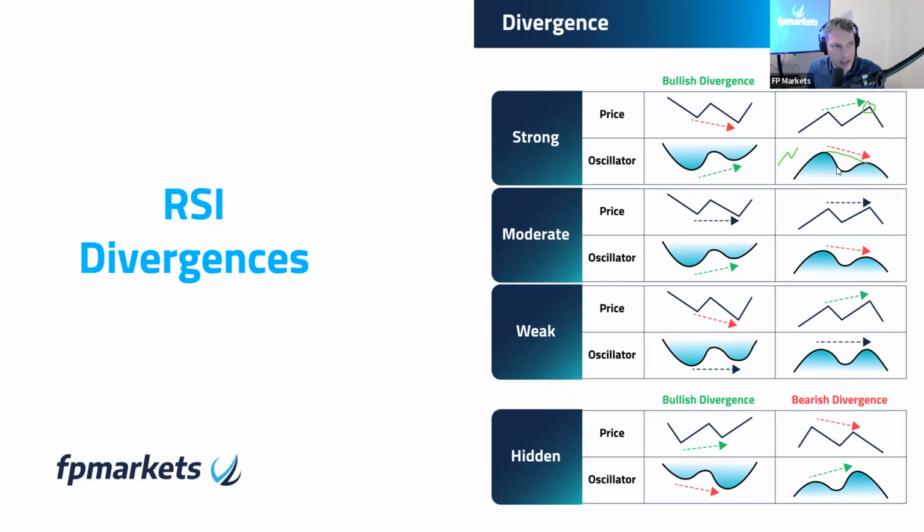So what this tells us is average losses are beginning to take control, beginning to exceed average gains. So this tells us that upside momentum is beginning to slow. Now, as you can see here, you do get different versions of this, moderate and weak. But really, all I focus on is the strong version. There's not much difference, to be quite fair with you.